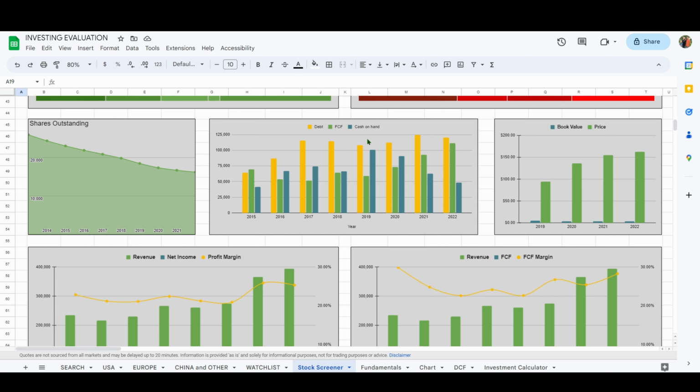Now let's look at the debt to free cash flow to cash on hand for Apple here. You can see that they had a very big spike of cash on hand in 2019. Of course, cash on hand being the blue pillar, free cash flow being the green pillar, and debt being the yellow pillar. You can see that their cash flow is continuing to grow. It had a little bump here, but then it just grew, right? It has grown from then.